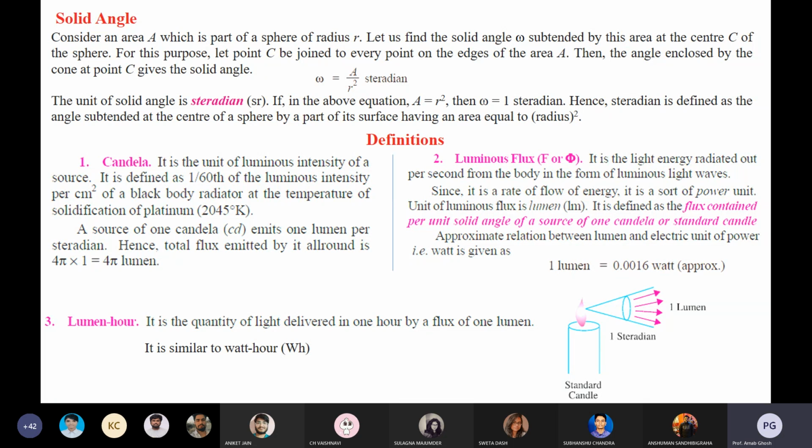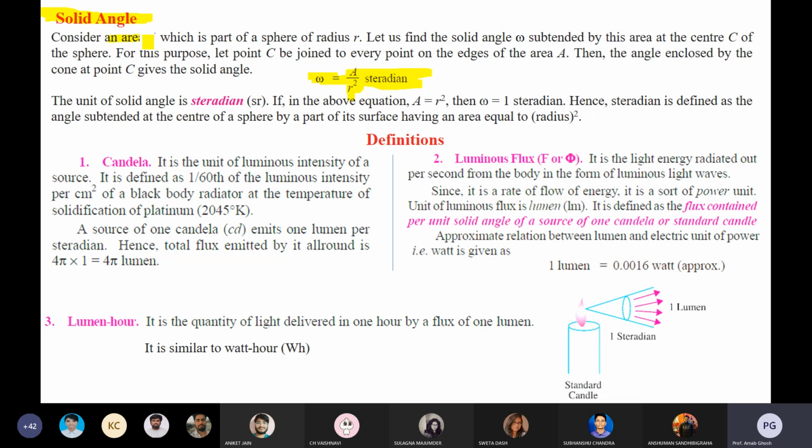What are the definitions for illumination? The first one is solid angle, which is very important. What is solid angle? It is known as omega. The solid angle is area per radius square, and the unit of the solid angle is steradian.